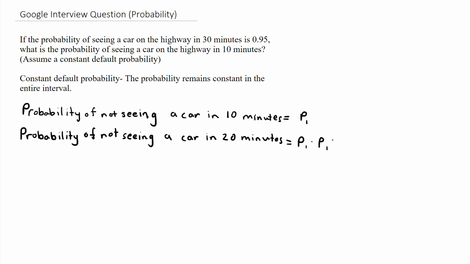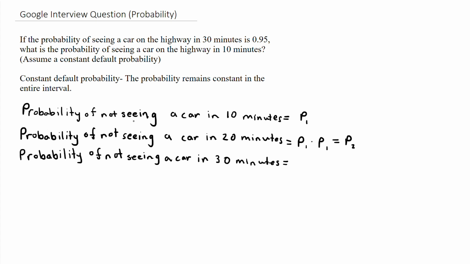We can say that the probability of not seeing a car in 20 minutes is P2. We can say that the probability of not seeing a car in 30 minutes is P2 times P1, so not seeing a car in the first 20 minutes and not seeing a car in the last 10 minutes. We can use the same logic for our 20 minutes case, and we can say that it's P1 squared times P1, or P1 cubed.